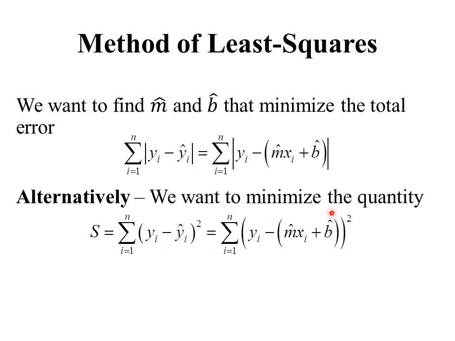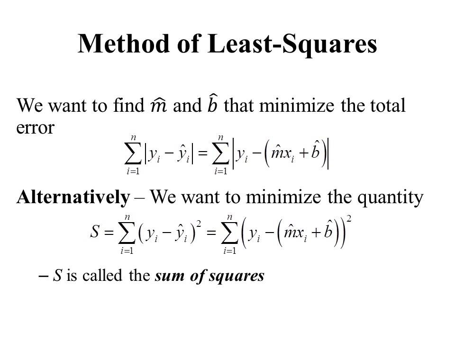And so what we're going to do is find m hat and b hat that minimize this total quantity right here, which is equivalent to this quantity right here. We just put in the formula for yi hat. And we're going to give that quantity a name. We're going to call it S. And that quantity S is called the sum of squares. You see why it's called the sum of squares, because it's the sum of the squares of a bunch of quantities. And so this right here is the criteria that we're going to use to find the slope and y-intercept of that line that best fits the data.